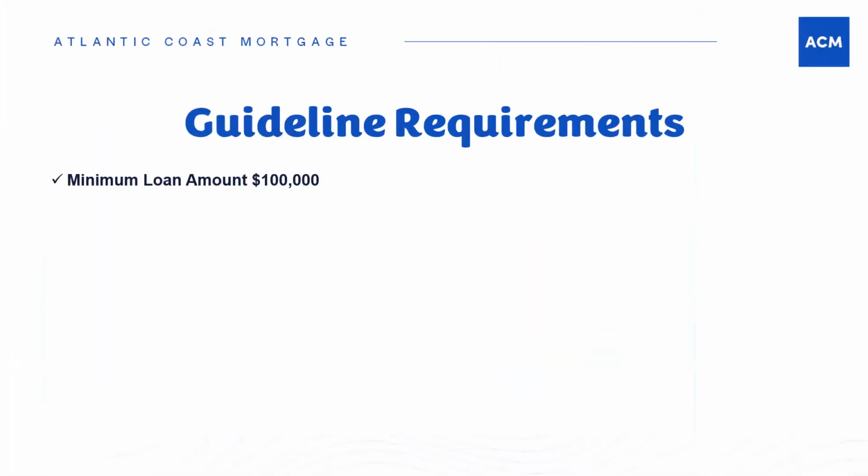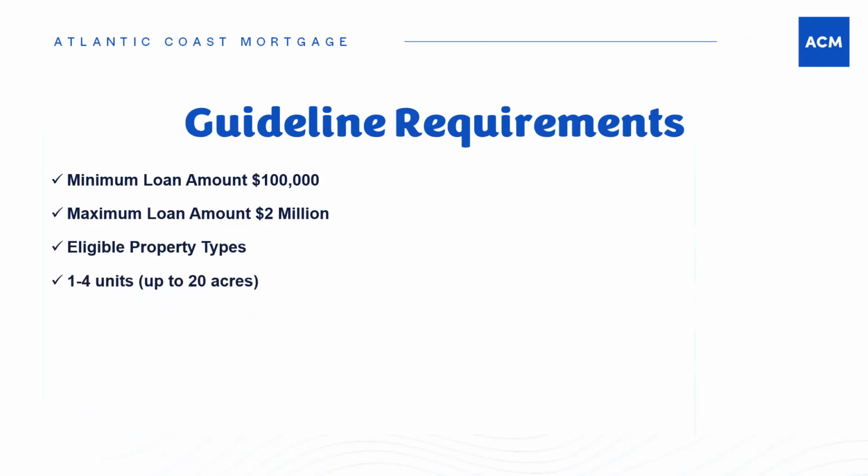Some guideline requirements: minimum loan amount of 100,000. So if someone's buying a $400,000 house, they can't put down more than 300,000. The maximum loan amount is 2 million, and remember that's loan amount. So if they're putting 20% down, right there you're at about 2.5 million, I believe, if that math checks out, that they could do for the purchase price. The different eligible property types are 1 to 4 units, and that's up to 20 acres max.